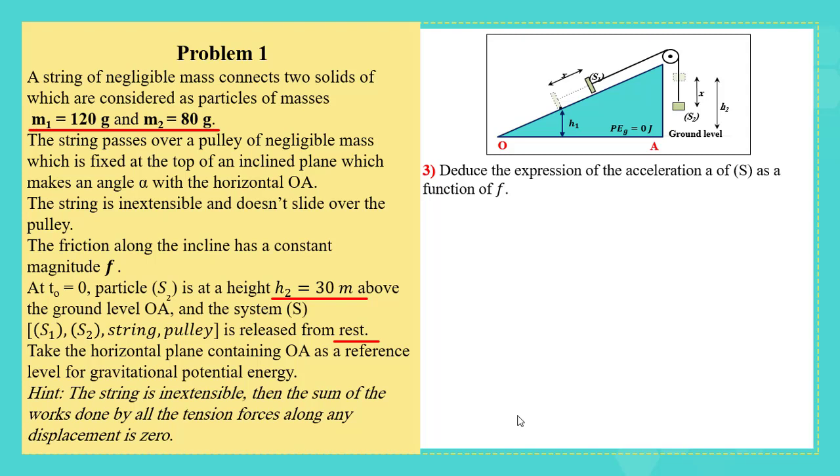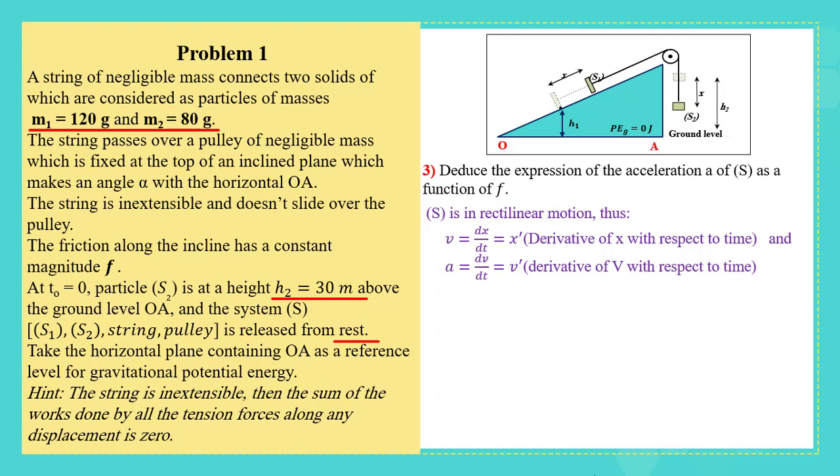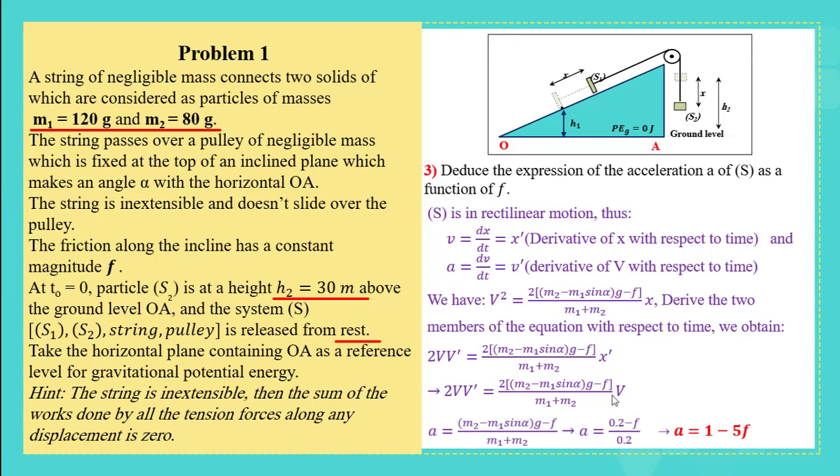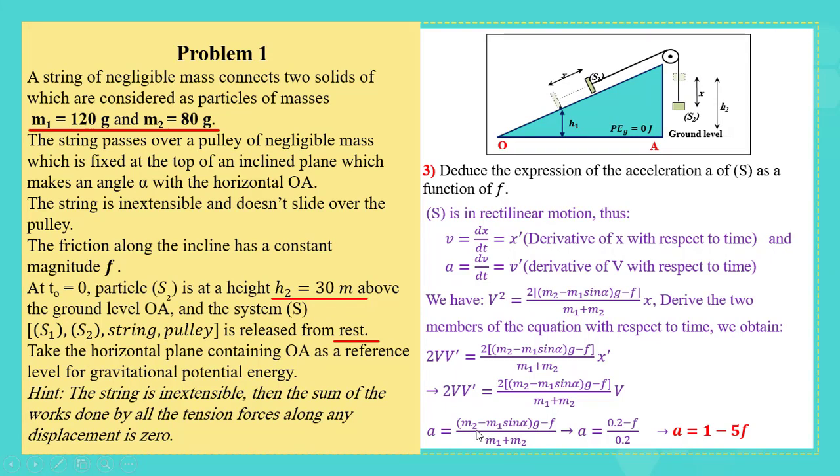Deducing it means that we should go back to the expression of the velocity v squared. S is in rectilinear motion. Thus, v is the derivative of x and a is the derivative of v. To find the expression of the acceleration, we should derive the expression of v squared. Deriving v squared gives 2vv prime, where 2 times (m2 minus m1 sine alpha) g minus f over m1 plus m2 is constant, so it is the coefficient of x, and the derivative of x is just v. Now by comparison, v prime, which is the acceleration, is equal to (m2 minus m1 sine alpha) g minus f over m1 plus m2.